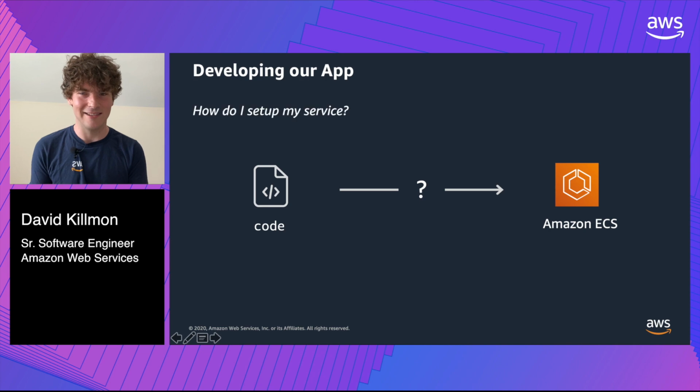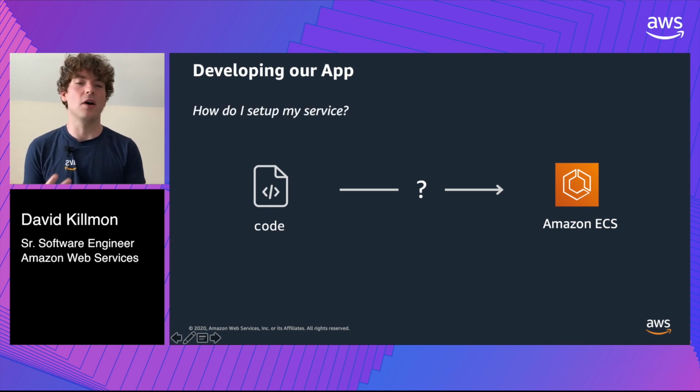But how do we do that? How do I set up my service to run on Amazon ECS? Well, the documentation is pretty good.